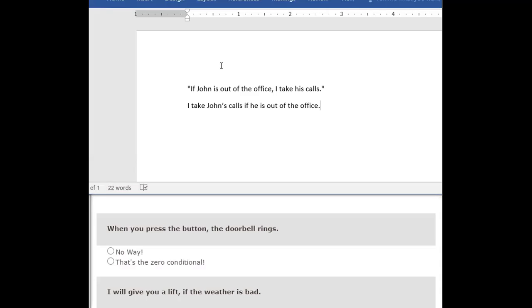Now, Aisha, what is the difference between these two sentences? Do you see any difference? Aisha, please unmute yourself and tell me if you find any difference in these sentences.